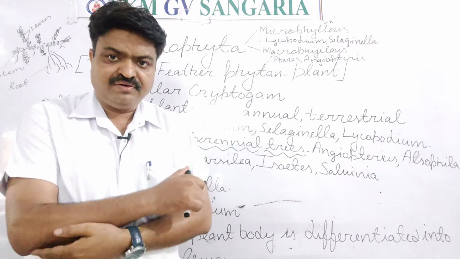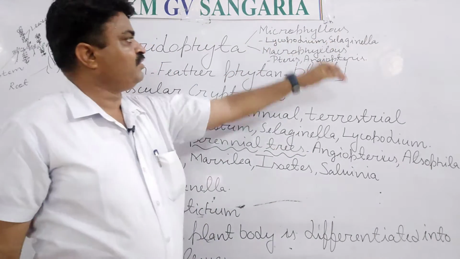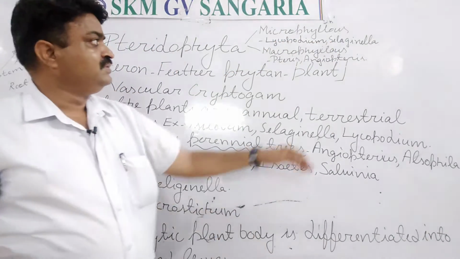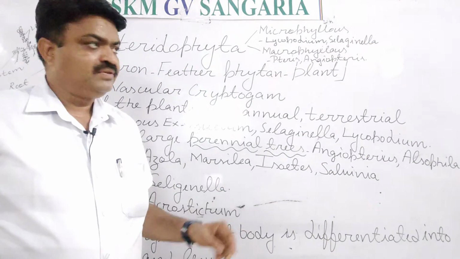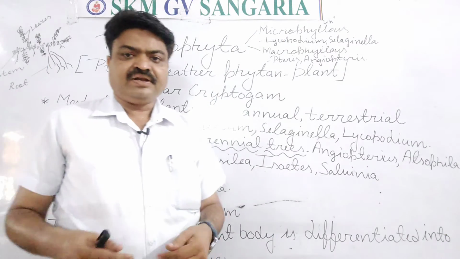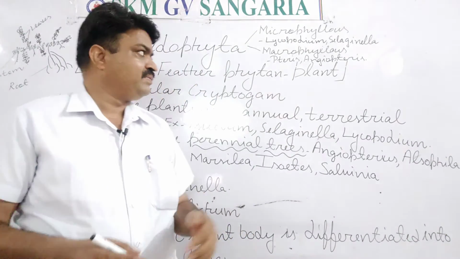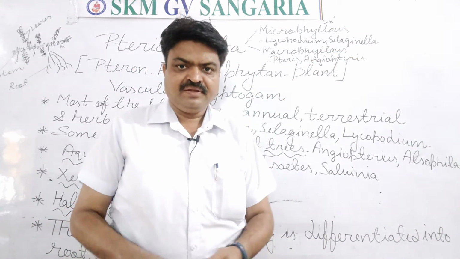Examples of microphyllous pteridophytes are Lycopodium and Selaginella. Examples of macrophyllous pteridophytes are Pteris and Angiopteris.